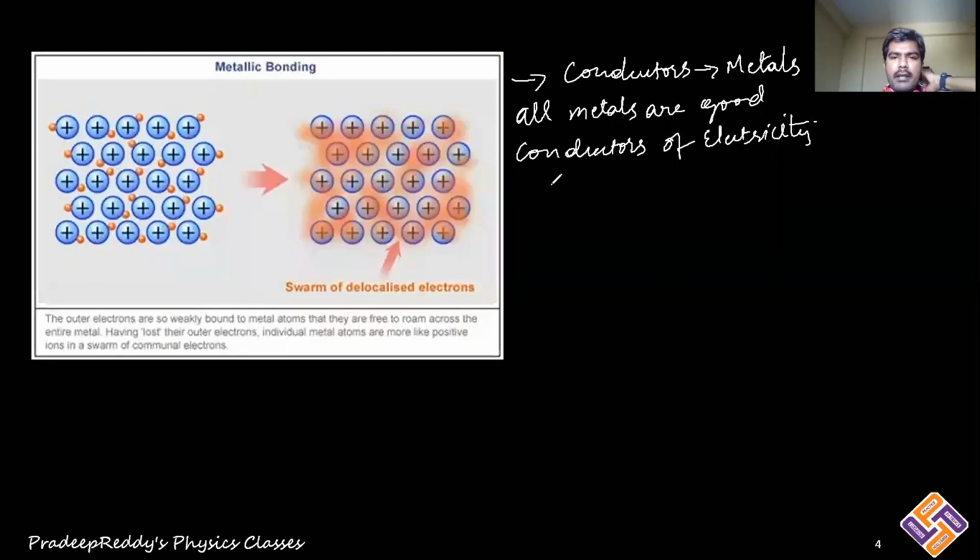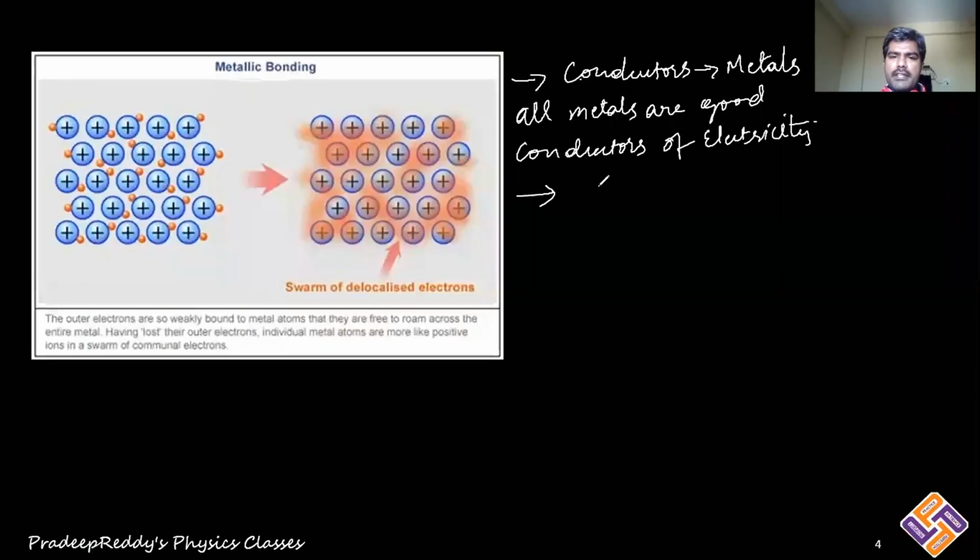Now, why are they behaving as good conductors? Why are some materials behaving as bad conductors, not allowing electric charge to flow through them? Some are good conductors, some are bad conductors. Bad conductors are also called non-conductors or insulators or dielectrics. Why is there such a classification? That is based on metallic bonding.